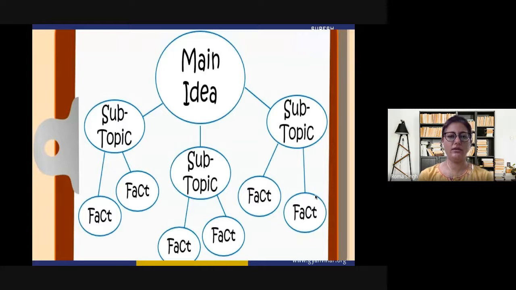So this is how we can see that the main idea is at the top of the map. Then it is divided into subtopics, then further the facts, the subtopics, subfacts, and this is how the less important things go into the bottom of the map.